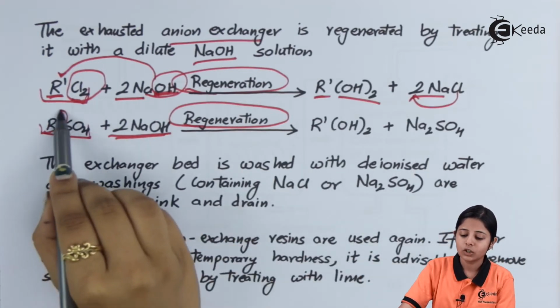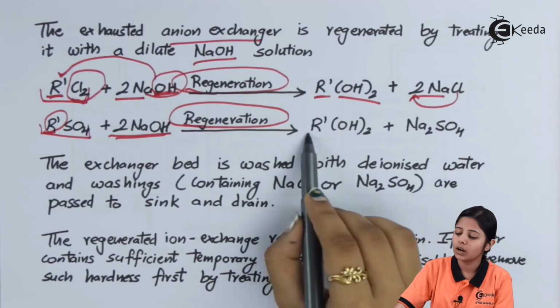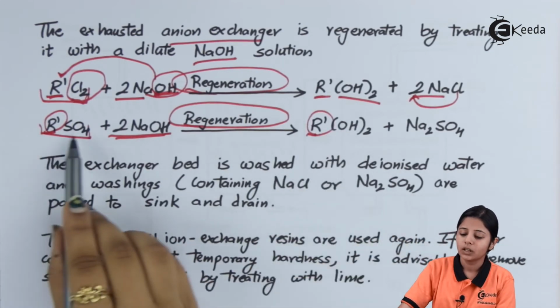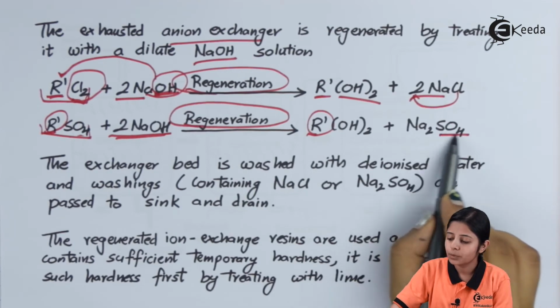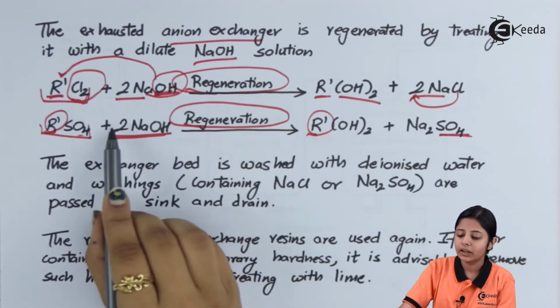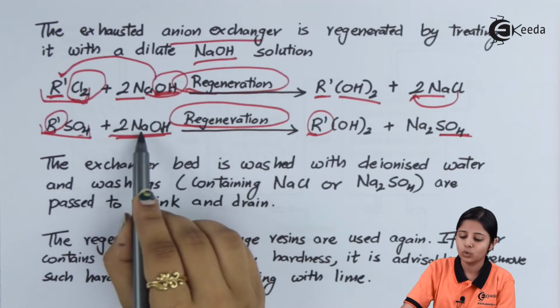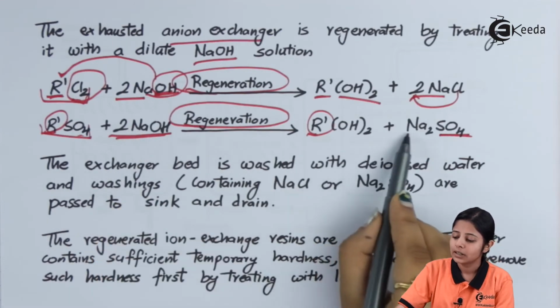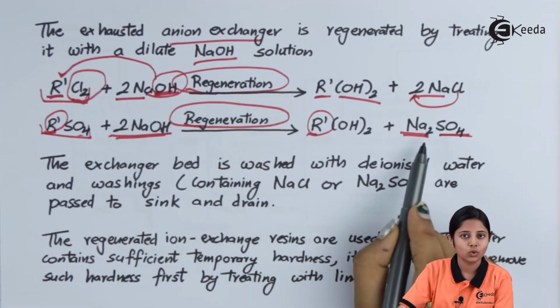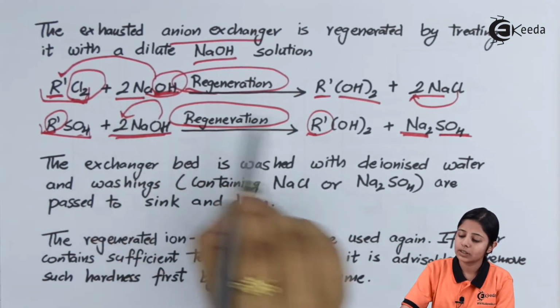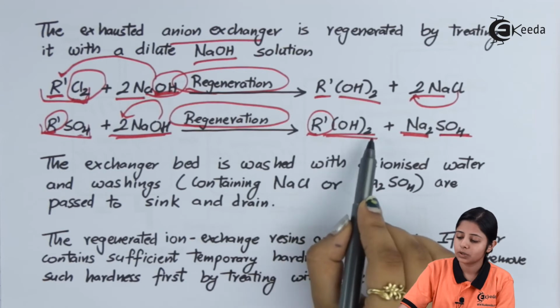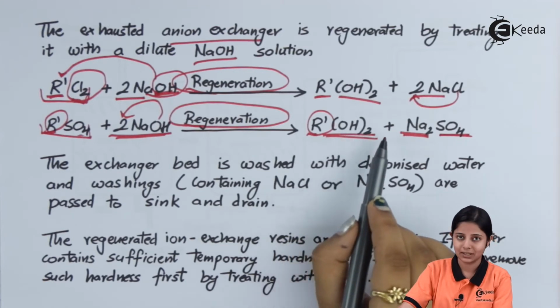We have one R dash on the reactant side, one R dash on the product side, one SO4 on the reactant side, one SO4 on the product side. Then we have two NaOH, that means two Nas on the reactant side, Na2 on the product side. The sodium is also balanced. And two OHs on the reactant side and OH twice on the product side. So OH is also balanced.